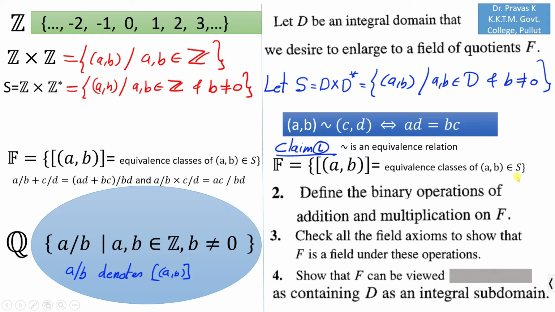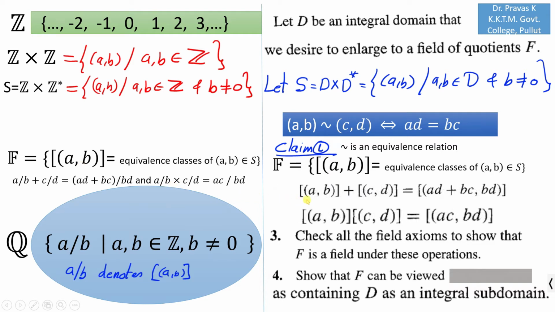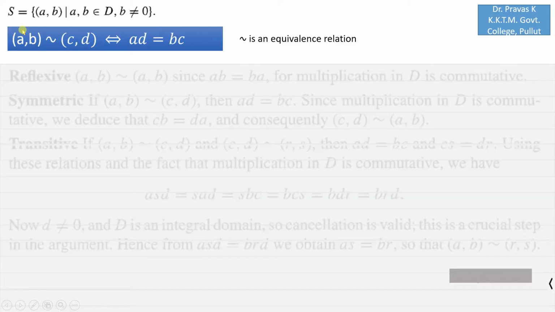Now from the previous observations, the equivalence class of the ordered pair (a, b) is viewed as the quotient of a and b, and hence the structure of operations between the elements of capital Q is applied in the new definitions. So we will revisit these operations once we prove claim 1 that tilde is an equivalence relation, and then we prove that these operations are binary operations and they are well defined. So let us move to our first claim.